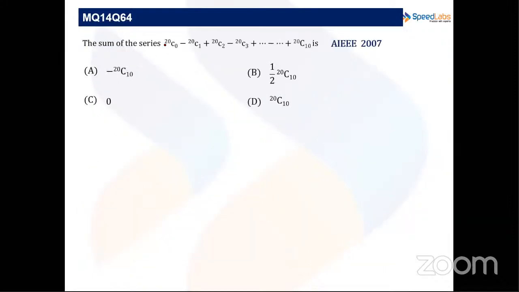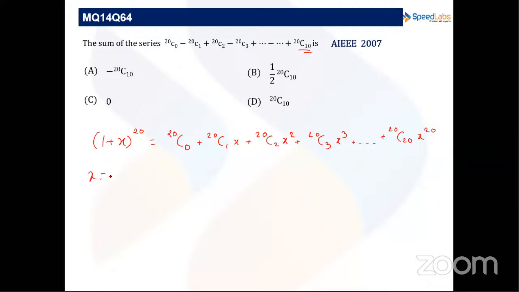The sum of the series 20C1 minus 20C0 minus 20C1 plus 20C2 minus 20C3 and so on up to 20C10 is... We know that if we have (1 plus x) to the power n, or we can write it as 20, then its expansion will be 20C0 plus 20C1x plus 20C2x square plus 20C3x cube and so on up to 20C20 x to the power 20.